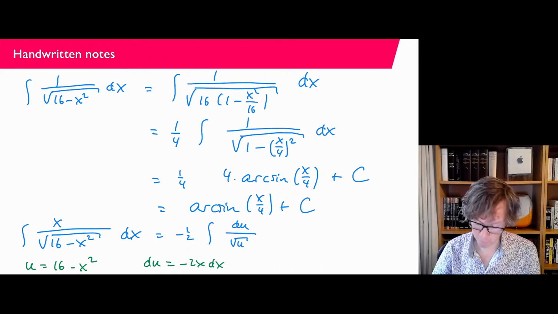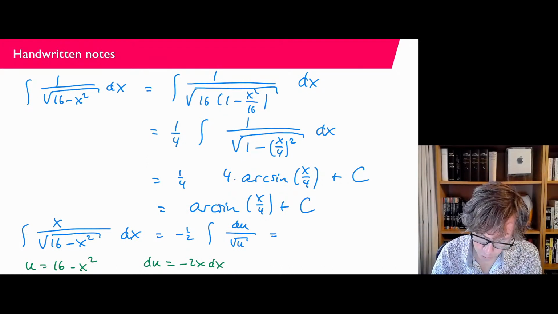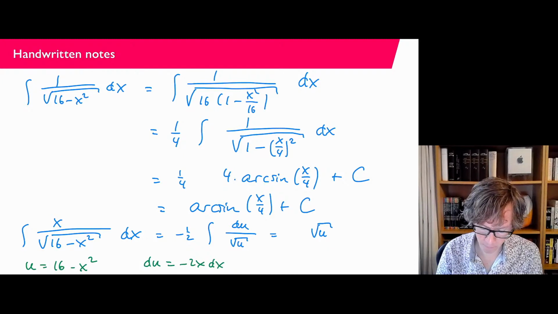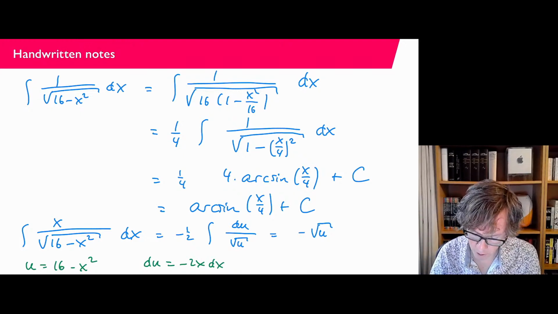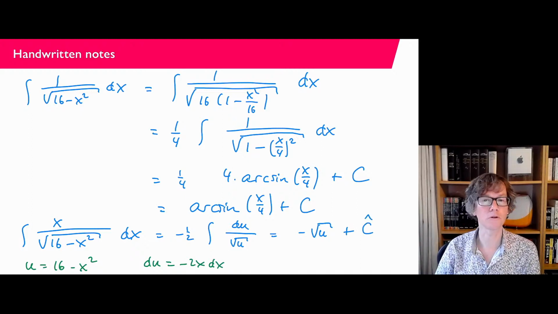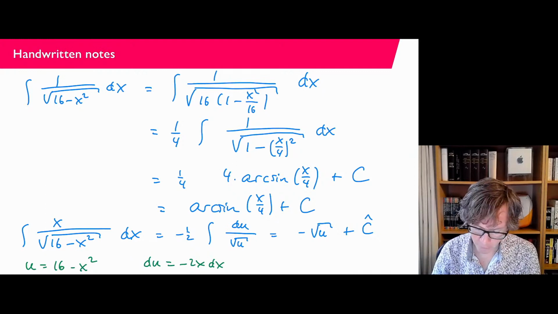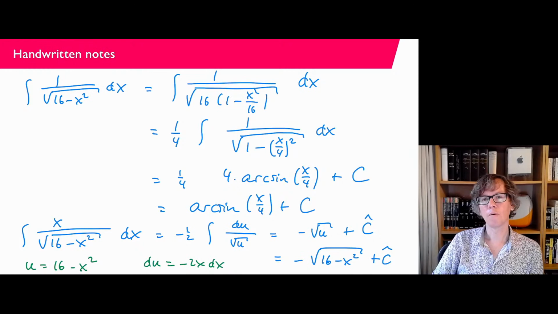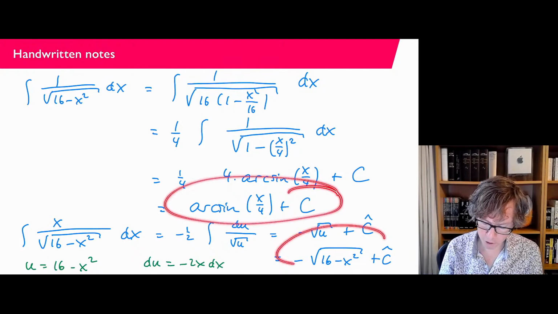And for this thing, I know a primitive function. This is u to the power minus 1/2. So it's going to be something like square root of u, to the power plus 1/2. Now, if I differentiate that, I get the 1/2 here, but there is still a minus sign that I have to compensate. So minus square root of u plus c hat, say a different constant, some integration constant. And if I substitute back, then we get minus square root 16 minus x squared plus c hat.